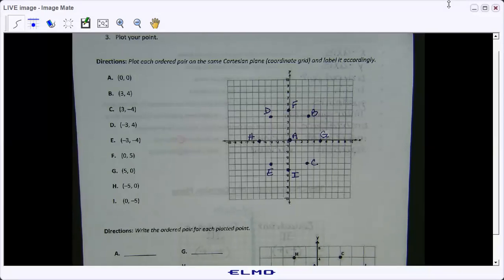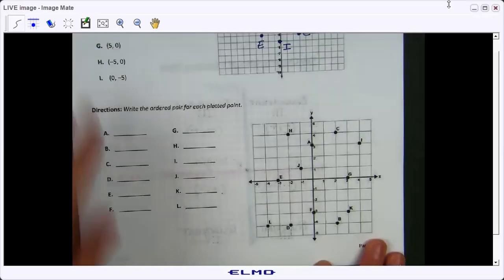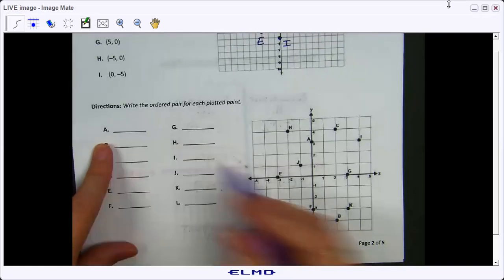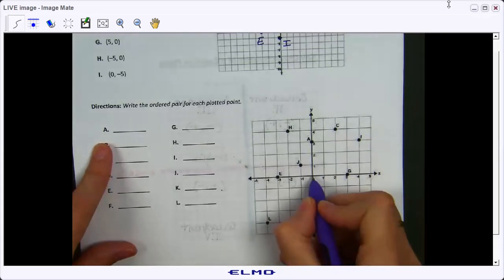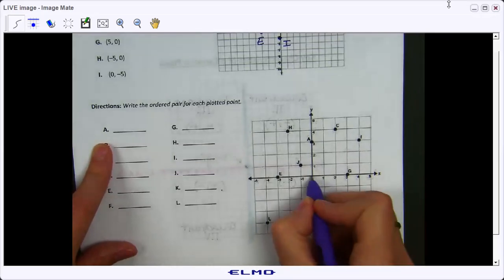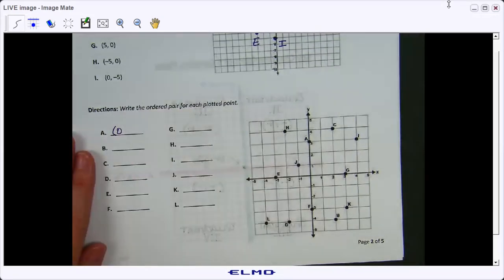Okay, let's go down to the bottom section. In the bottom section, you are trying to locate the ordered pair and then write what your X and your Y value are. So for example, letter A is right here. I do not move, remember, you move left or right first. Since I don't move left or right, it starts out as 0.